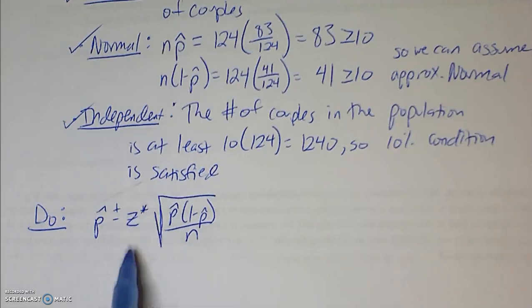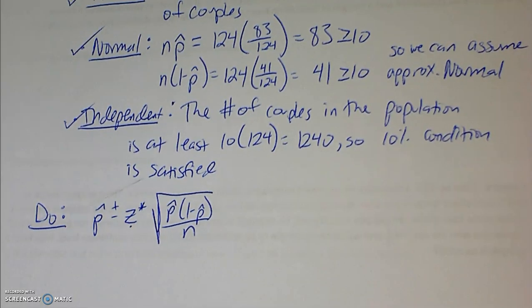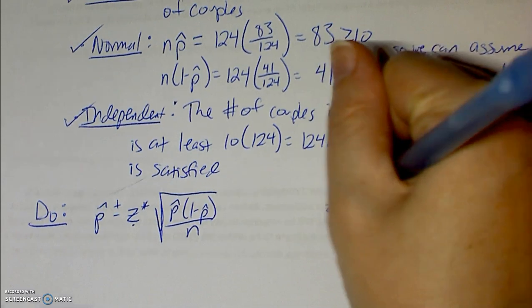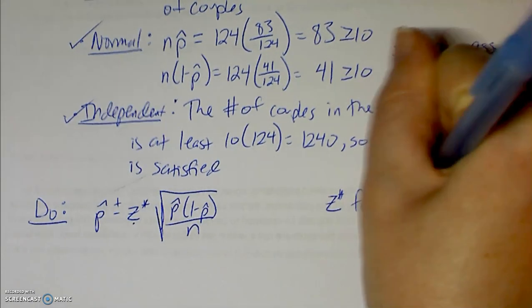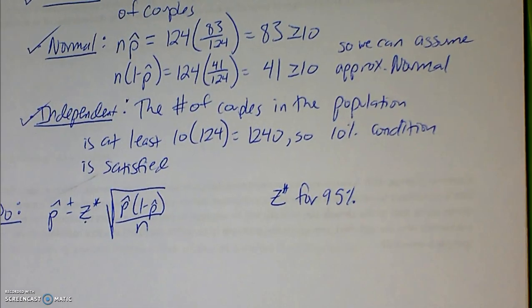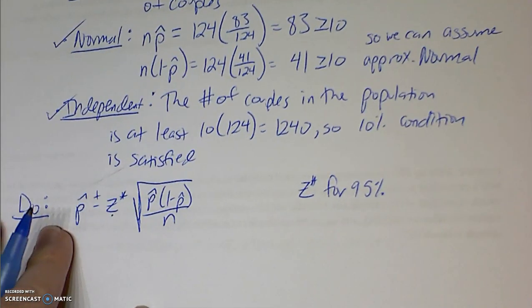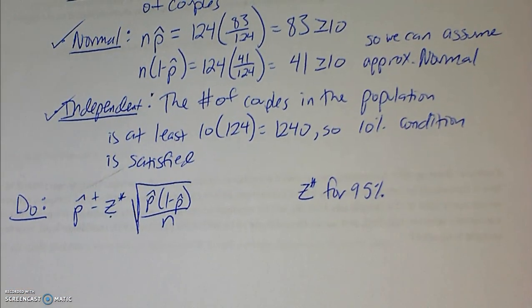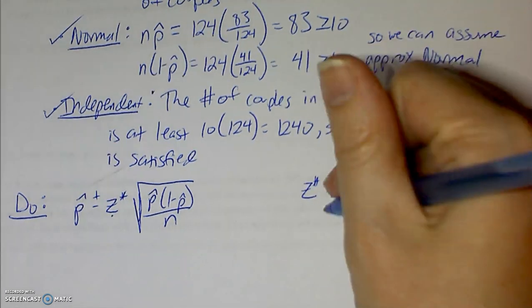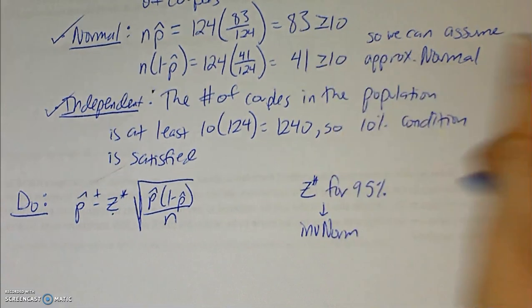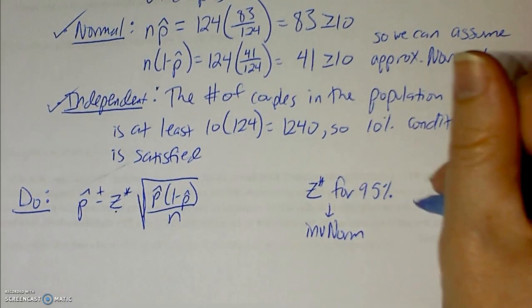Now I need to figure out my critical value, right? And this is a 95% confidence interval. So over here, I'm just going to figure this out for 95%. Now, if you just memorize it, that's fine. But if you're like, I don't remember how to do that off the top of my head, you can use inverse norm.